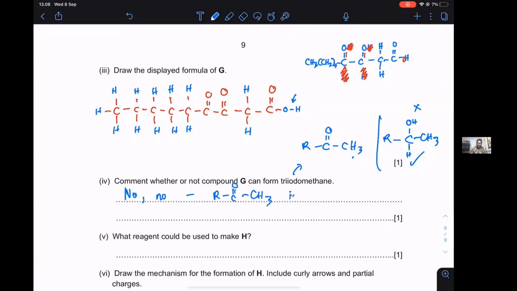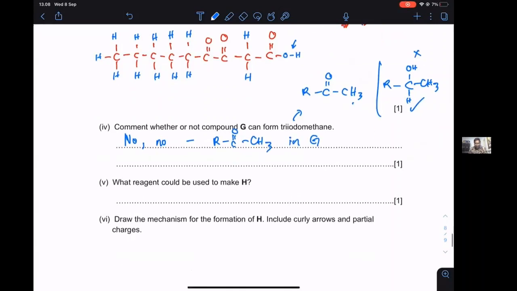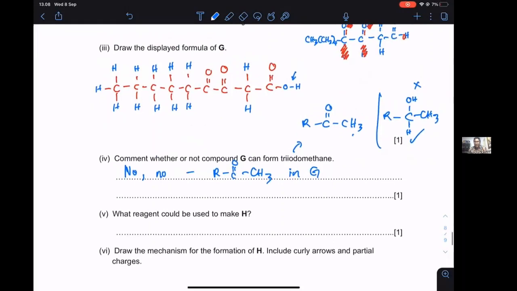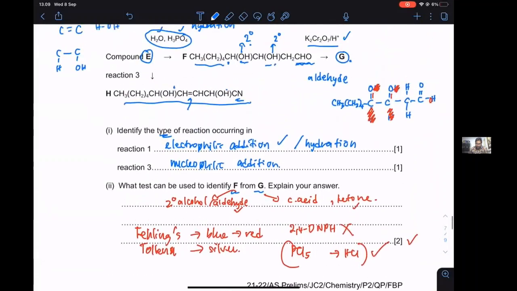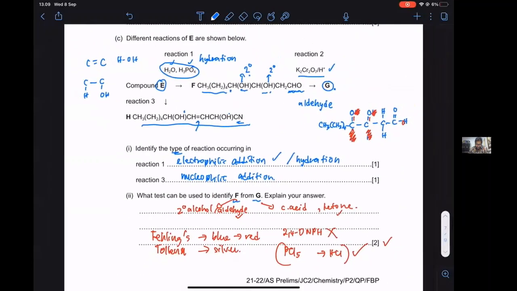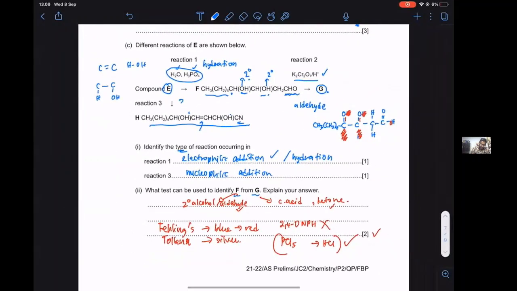Okay, in B. You explain. Now, what reagent could be used to make H? Okay, you want to generate H. So how? What reagent can you use to make H? So what is H first? H is going to be something. What reagent is this?